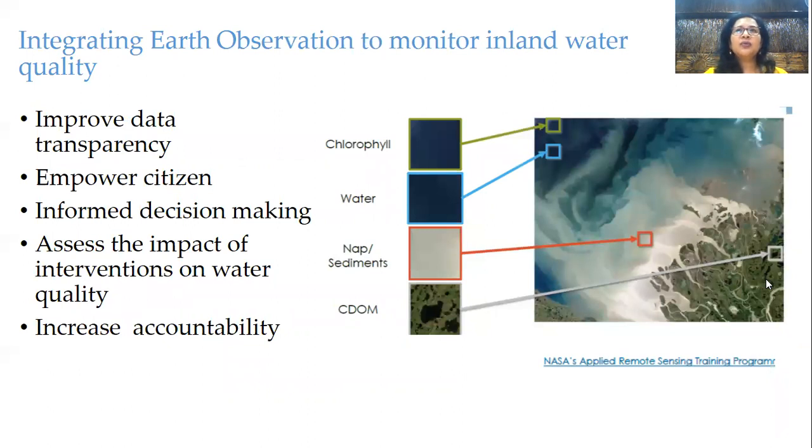Here we argue that to further strengthen the lake dashboard, it is very important to integrate Earth observation to monitor water quality, because we can use citizen science to create algorithms to calibrate the Earth observation data that are apt for local, tropical conditions. Further, it will help us improve data transparency, empower citizens, help with informed decision making, assess the impact of interventions on water quality, and increase accountability.